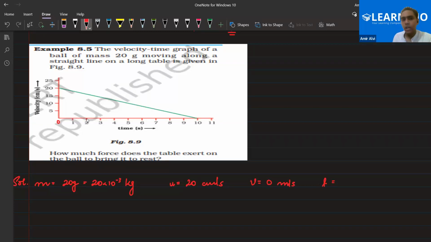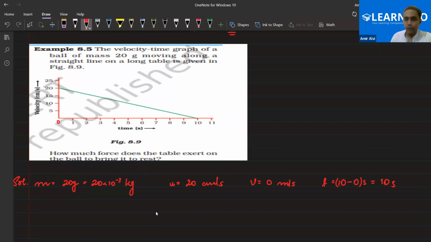So we have to find the time interval. As you can see, at t = 10 seconds the object is completely at rest, which means the object started from 0 seconds. So the time interval would be 10 minus 0 seconds. Yes or no, everyone? So 10 seconds is the time interval. Am I clear to all of you? Please let me know.